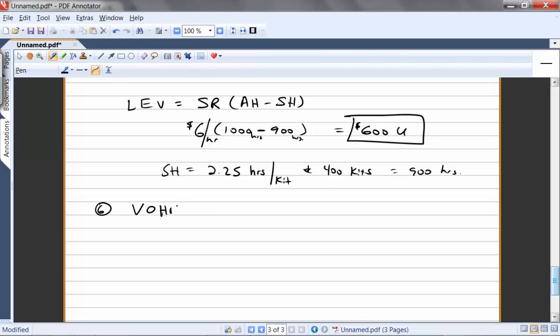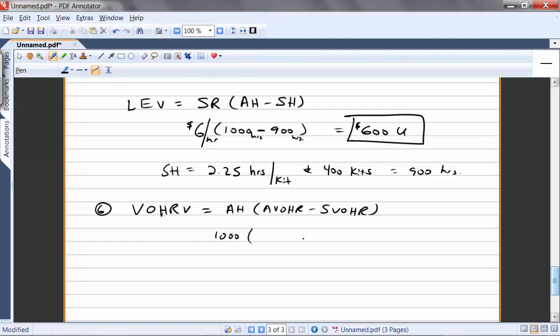So the variable overhead rate variance, I believe this is how I abbreviated this in lecture. The formula from lecture notes is the actual hours times the actual variable overhead rate minus the standard variable overhead rate. In general, it's the actual quantity of the cost driver. But in this case, the number of direct labor hours drives overhead. And so the quantity of the cost driver is hours, so I just put actual hours. And we know they actually worked 1,000 hours.